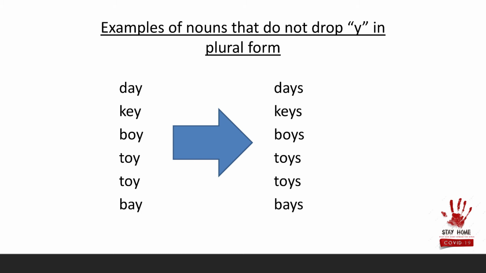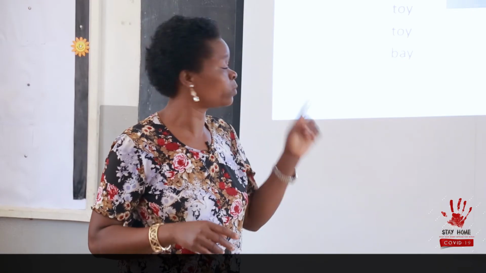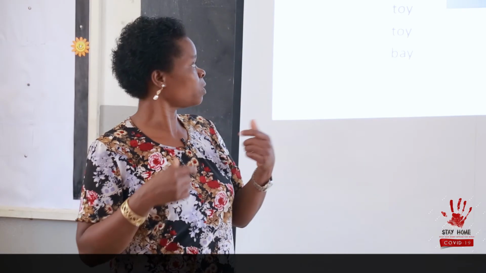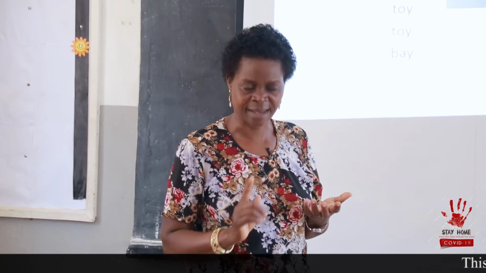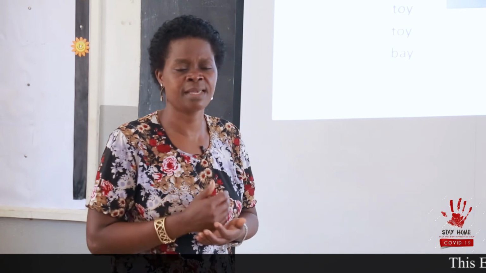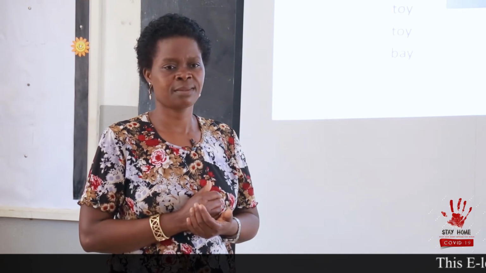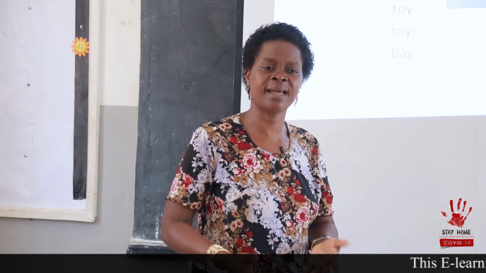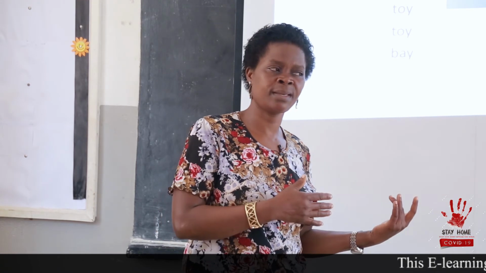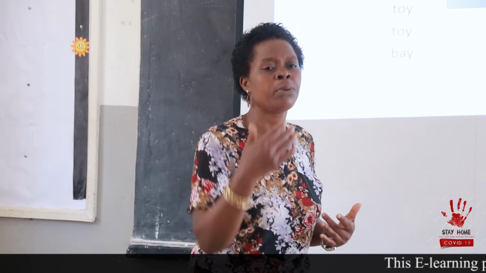Then we have a simple one like boy. Boy, you who is seated there watching. If you are one, we say a boy. But if you are two, Y is there, but we shall not remove it because of O. O is a vowel. We shall just put S, and we shall say boys. Can you say boys? If there are two, we call them boys or more than two. So boy changes to boys.